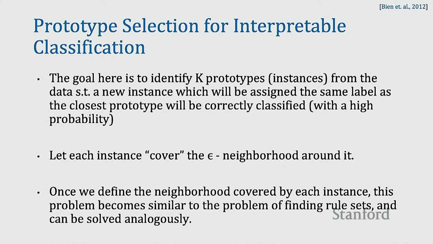Once we see this reduction to the problem we thought about earlier, as soon as you define this neighborhood, you can apply all the optimization machinery that we talked about earlier in the context of rule sets, and find a subset of prototypes that maximally cover the data, but also accurately assign labels to the points that are getting covered.